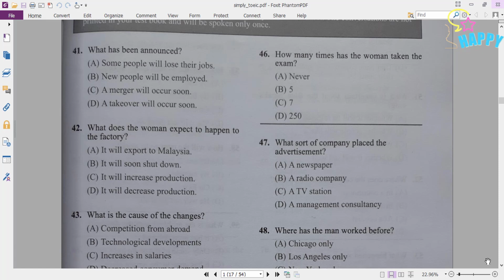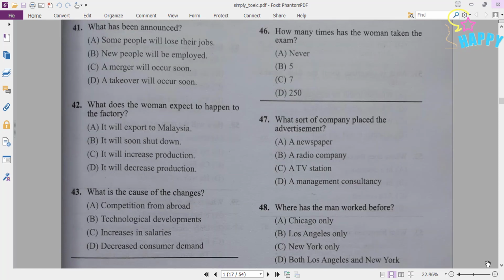Question 41. What has been announced? Question 42. What does the woman expect to happen to the factory? Question 43. What is the cause of the changes?